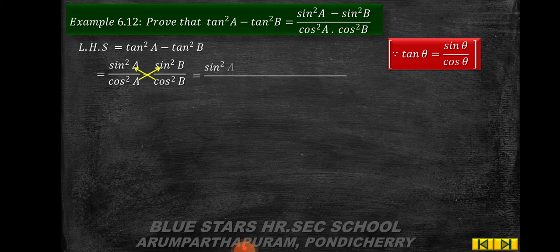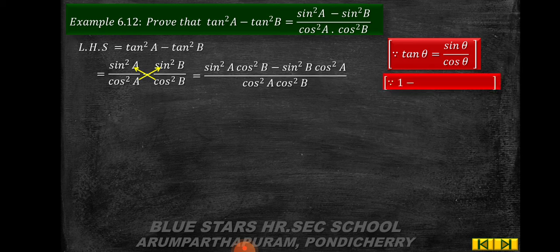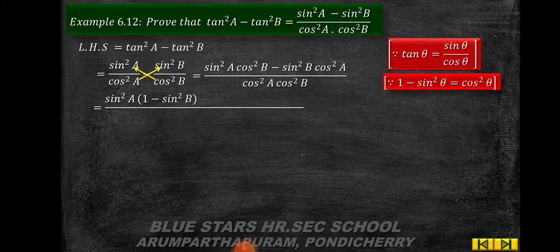So sin square A into cos square B minus sin square B into cos square A divided by cos square A into cos square B. We know 1 minus sin square theta is equal to cos square theta. So which is equal to sin square A into 1 minus sin square B. That is, we are just splitting cos square B in terms of 1 minus sin square B. Similarly, minus sin square B into 1 minus sin square A divided by cos square A into cos square B.